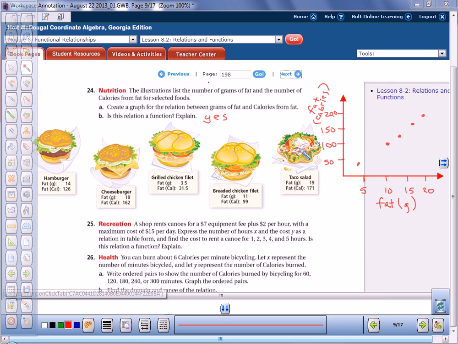So what you should have done was label the fat grams on the horizontal axis, and then the fat calories on the vertical axis, and then plotted those points. Now, my graph is a little skewed. And the reason my graph is a little skewed, what is my counting number on this horizontal axis? 5. And what is the counting number on the vertical axis? 50.